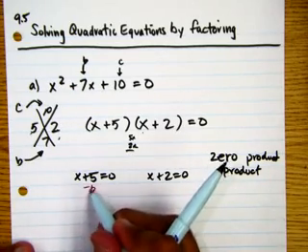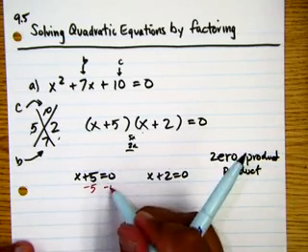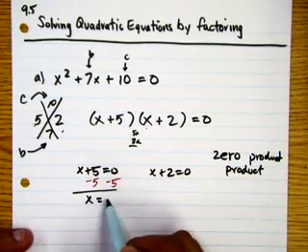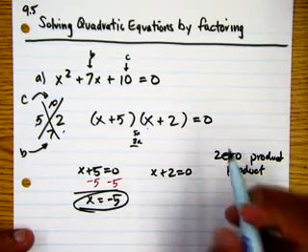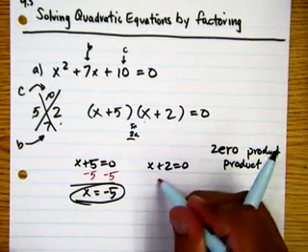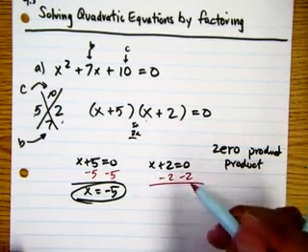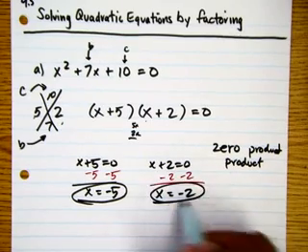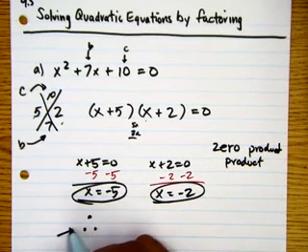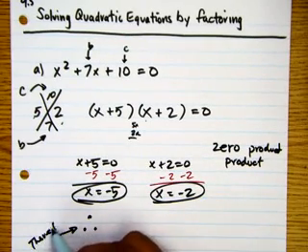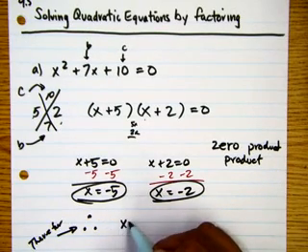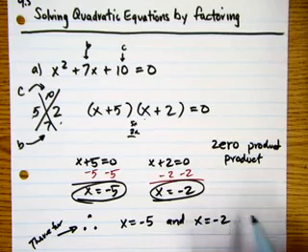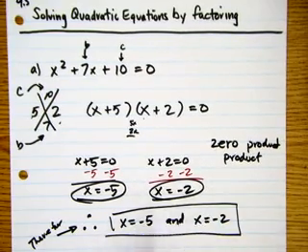For the first one, I'm going to subtract 5 from both sides, and that gives me x is equal to negative 5. That's one answer. Now we subtract 2 from both sides, and that gives me x is equal to negative 2. Therefore, my solutions are x is equal to negative 5 and x is equal to negative 2. And that's one of our problems done.